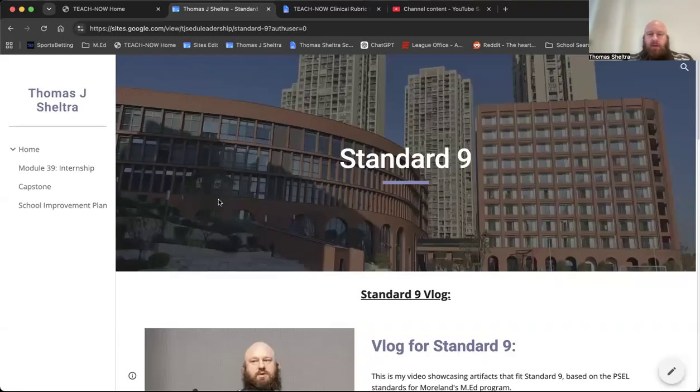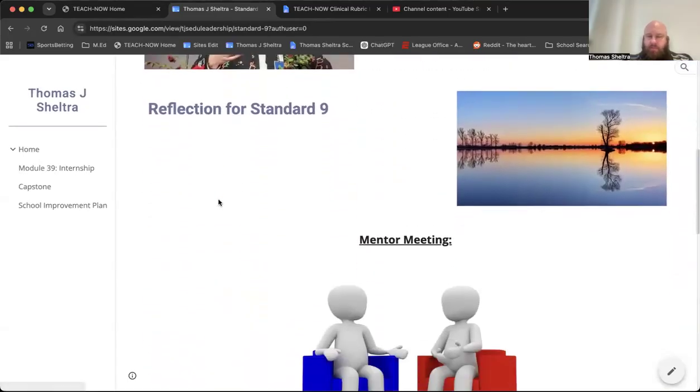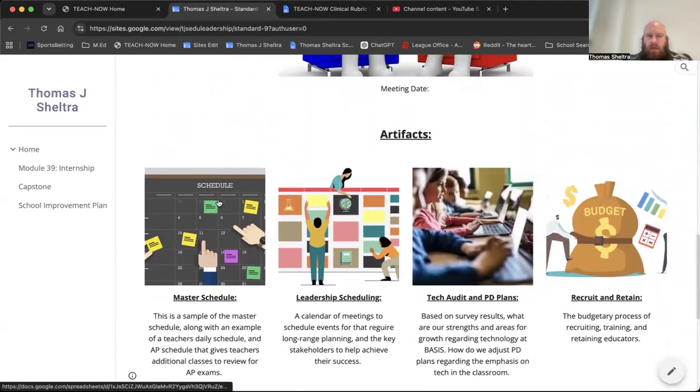Let me just share my screen. Sorry. So here we go, Standard 9. And then here are the artifacts that we'll be looking at.